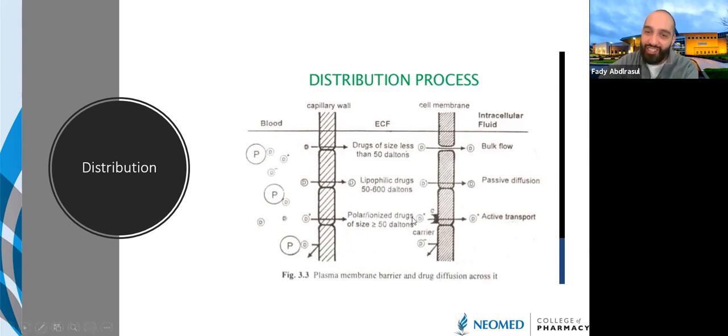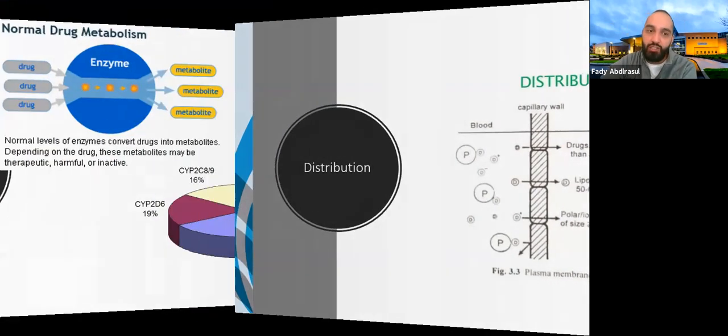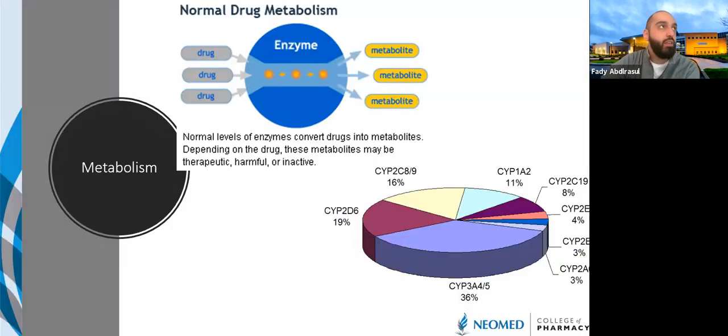And then the polarization, right? If a drug is more polarized, it's going to need a little more help getting through the cells as well. So it just kind of depends on the drug makeup. All right. When we talk about metabolism, I want to try to get through this so we can get to the Kahoot game real quick.